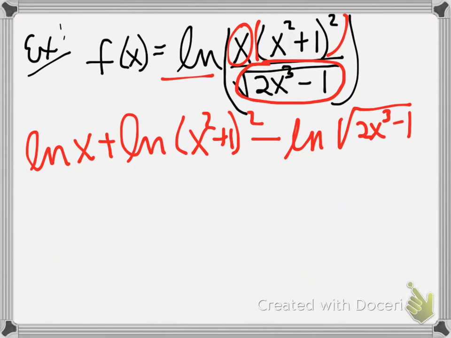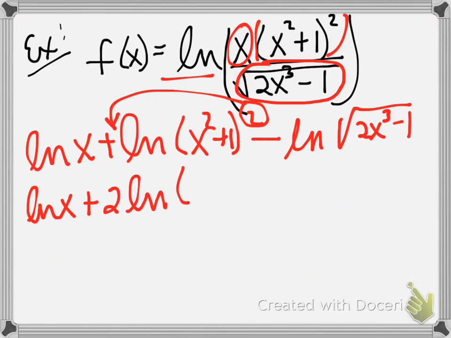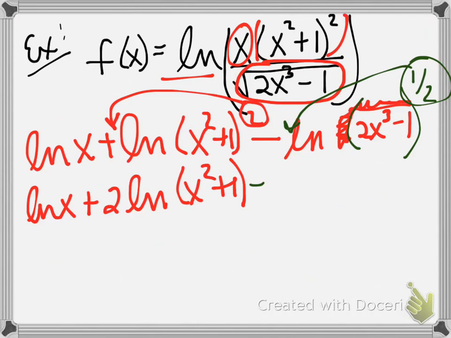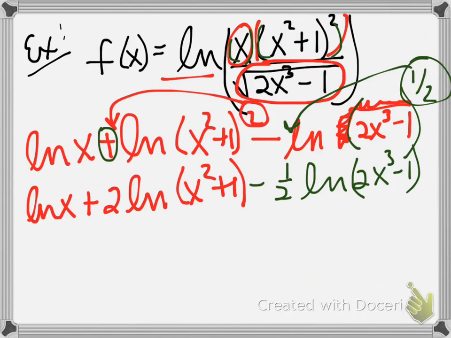And then we can go a step further, and I can say this is ln x, and this exponent here can be moved to the front because it's one of the rules of logarithms. So this would be 2 ln x squared plus 1. And then if I rewrite this square root, this little grouping, to the 1/2 power, then that 1/2 power also gets moved to the front. 2x cubed minus 1. Okay, so if you have multiplication inside of your natural logarithm, it becomes addition. And if you have division inside your natural logarithm, it becomes subtraction.